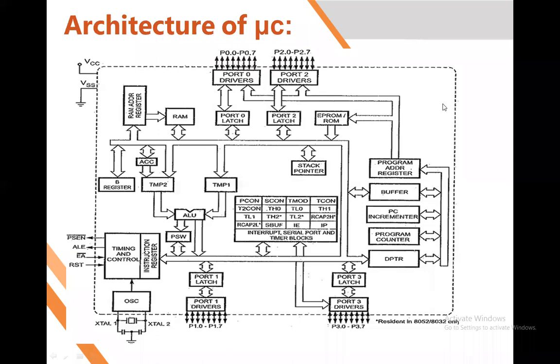We discussed the same architecture in the 8085. Somewhat similar between these two, only some differences are there. First, the similarities: both have the ALU, the arithmetic logic unit. Both have a flag register. Here the flag register is replaced by the program status word. So one by one we will discuss the parts of the architecture of the 8051. Okay, so this is the architecture of the 8051.